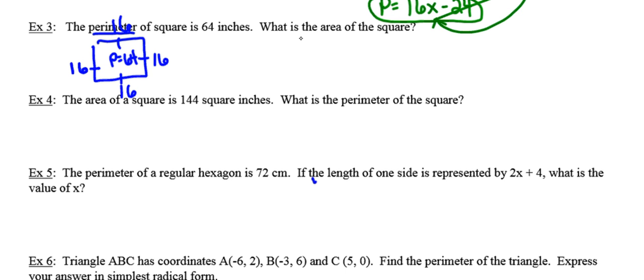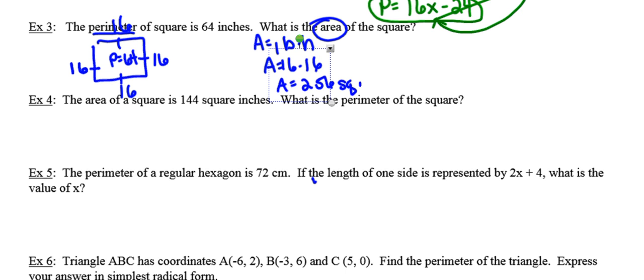They don't ask me to find the length of one side, though. They ask us to find the area. So the area of a square we're going to find by doing the base times the height, or 16 times 16, which gives us 256 square inches. So there's a nice little integration of perimeter, the topic for today, taken together in the same problem with area, the topic from yesterday.